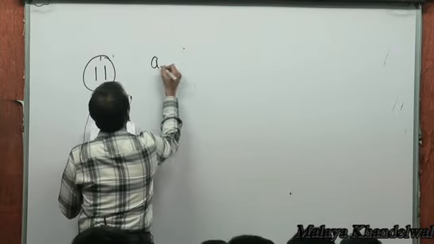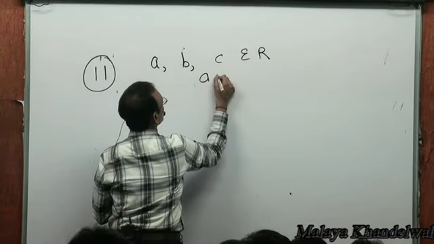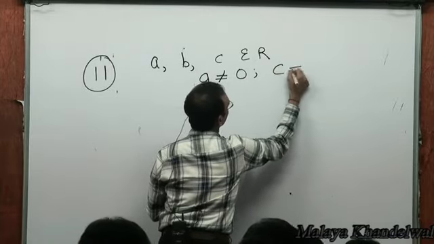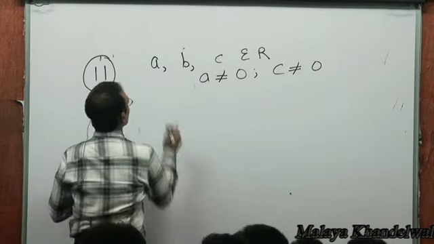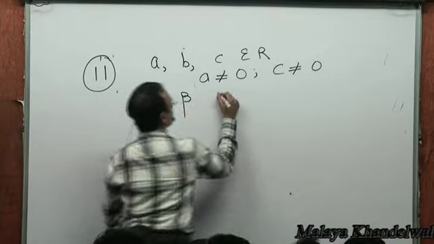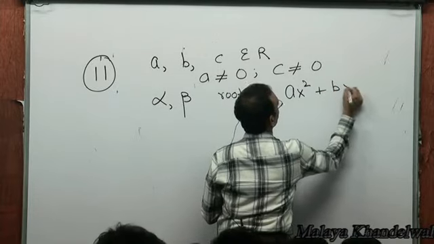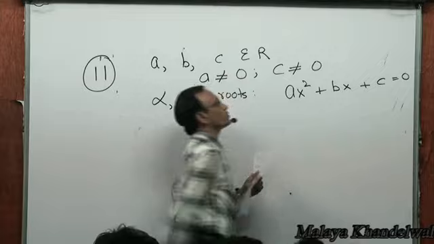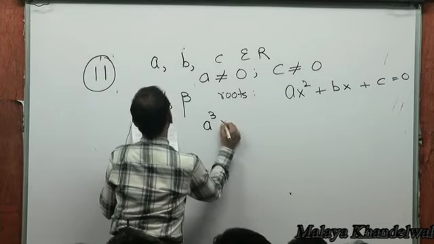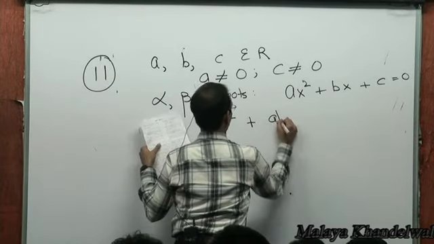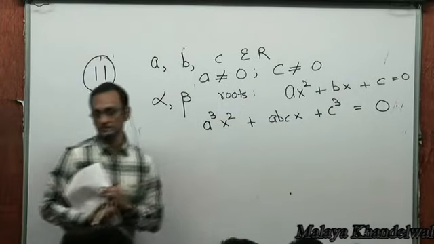Now, in the next problem, a, b, c are real numbers. That's given. a not equal to 0, and we will also assume that c is not 0. Alpha, beta are the roots of ax squared plus bx plus c. We need to obtain the roots of a cubed x squared plus abc into x plus c cubed equal to 0.